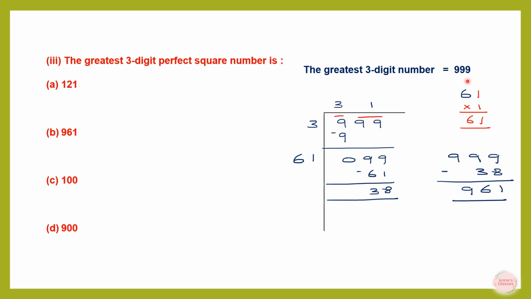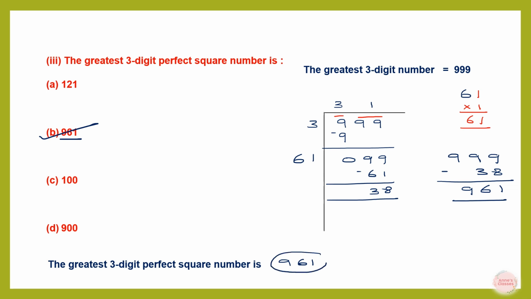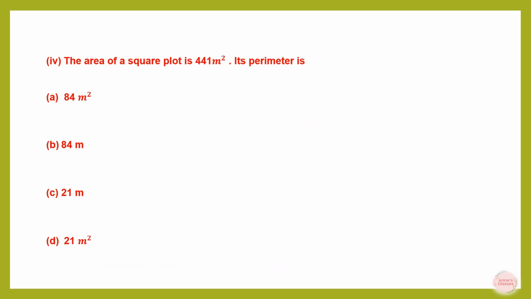So we found the square root of 999. We found that there is a remainder, and that remainder, when we subtracted from 999, we got a number which is a perfect square. So here look out for that number 961, which is option B. So this is our answer, option B, 961. The greatest 3-digit perfect square number is 961, and that is there in our options. So that is our answer.